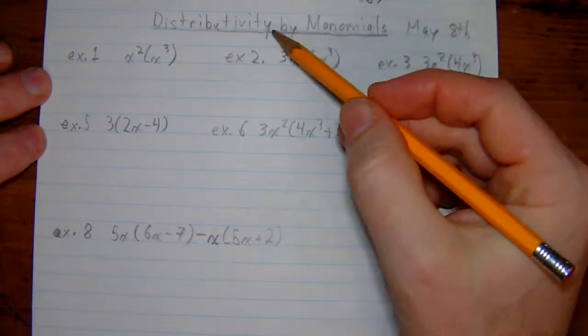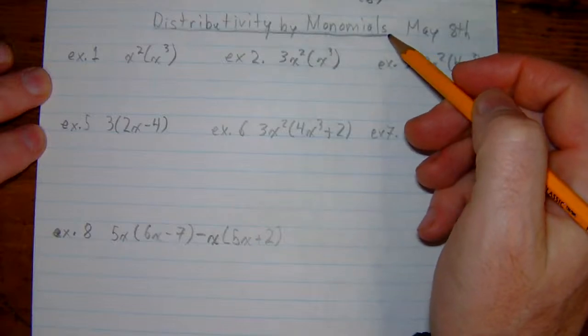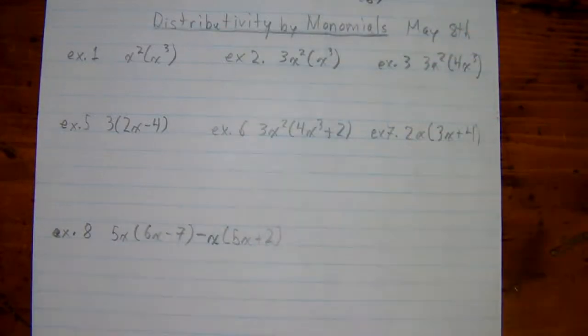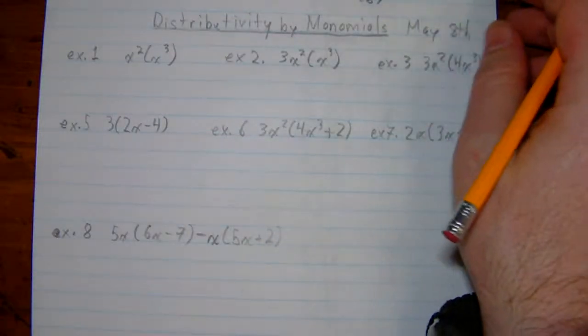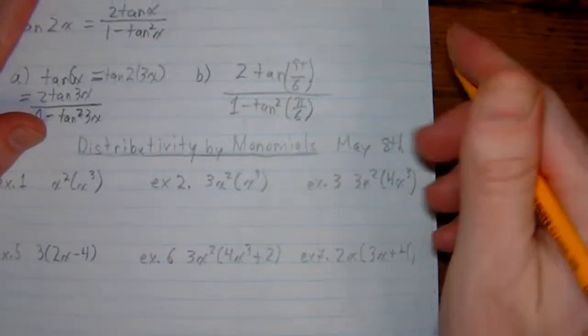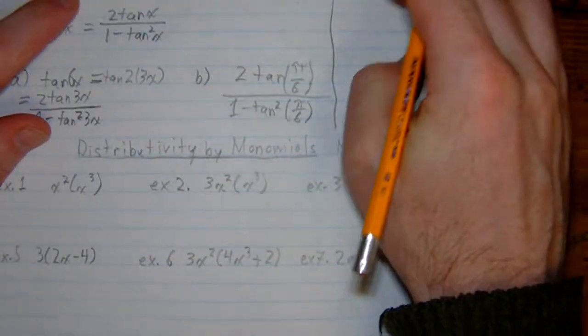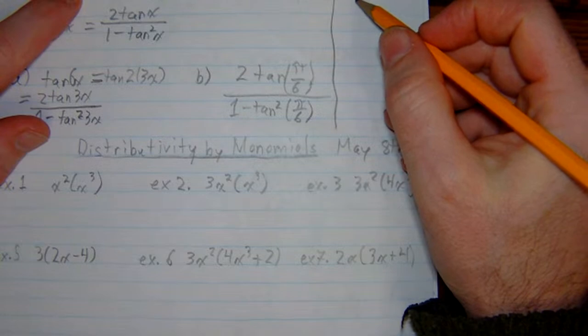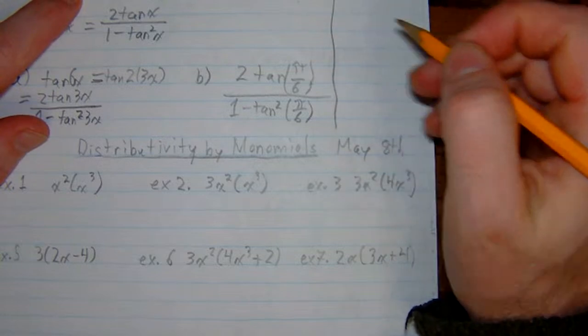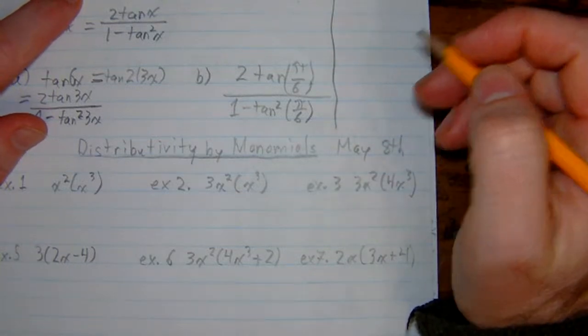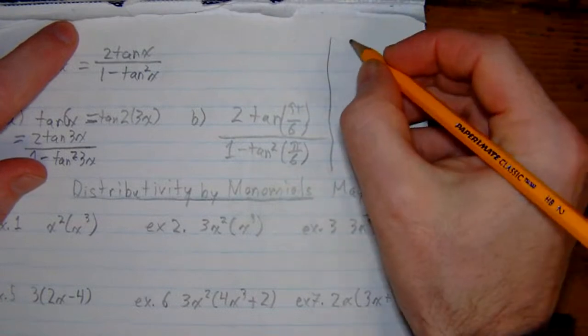Today we're going to talk about distributivity by monomials. And because we haven't been in class, we haven't really talked about what a monomial is. And it's a really big fancy word for a very simple thing. A monomial is simply, I'll give you some examples here, any number or any variable or any multiplication of numbers and variables.